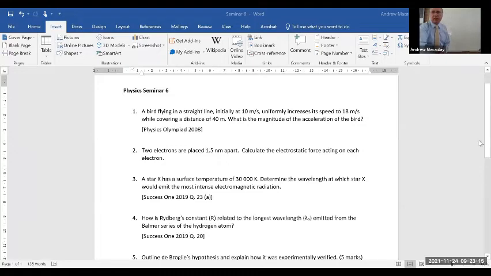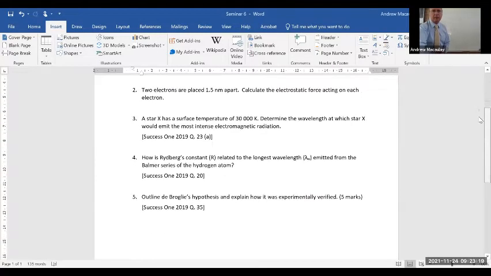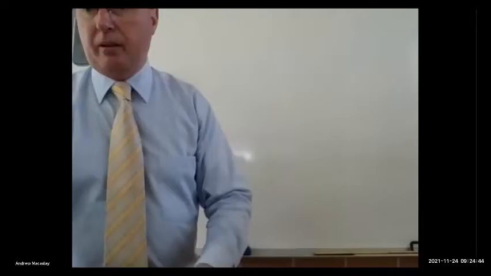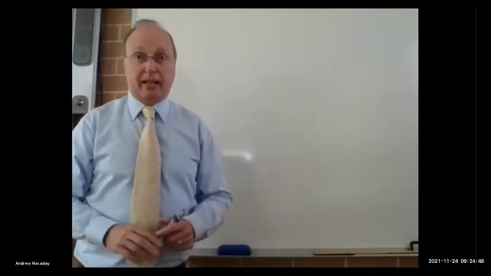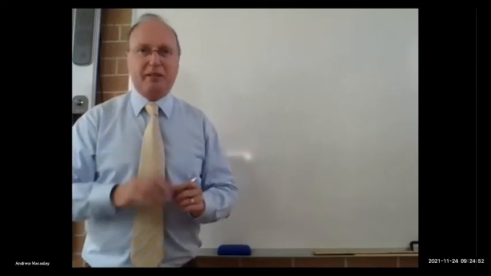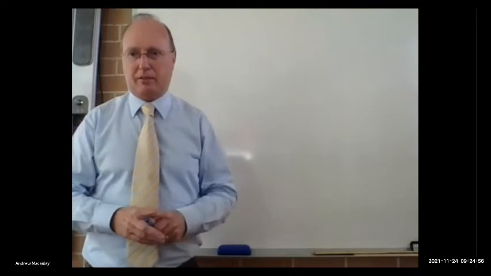So we're up to question 5. And question 5 is simply: outline de Broglie's hypothesis and explain how it was experimentally verified. It's a 5-mark question. So this is one of these longer written response questions. We need to sort out a plan of how we're going to answer this. In an exam, spend half a minute or so actually working out how you're going to attack this particular question.